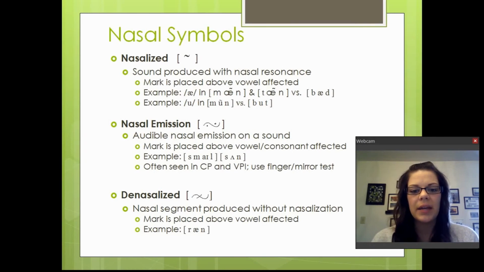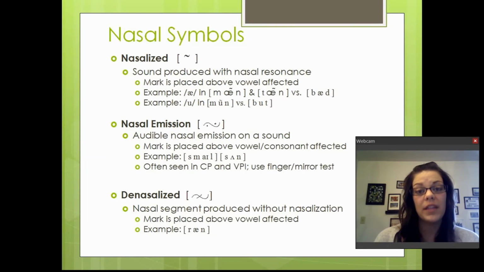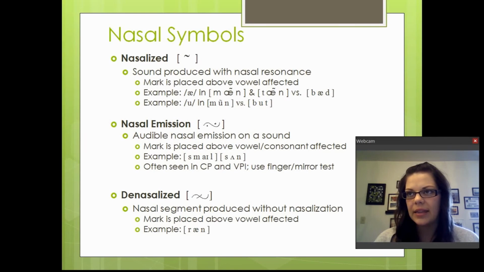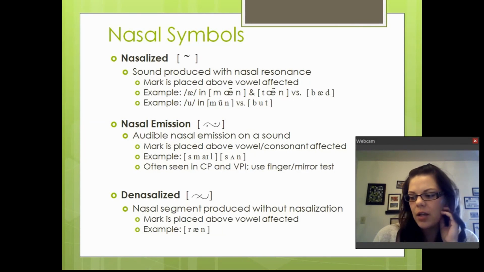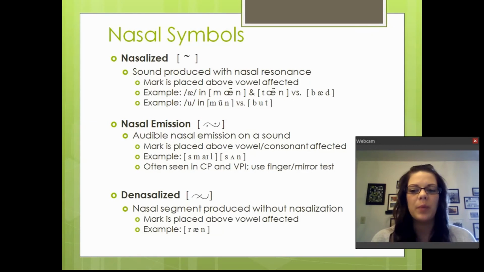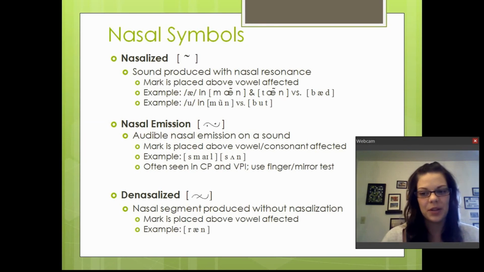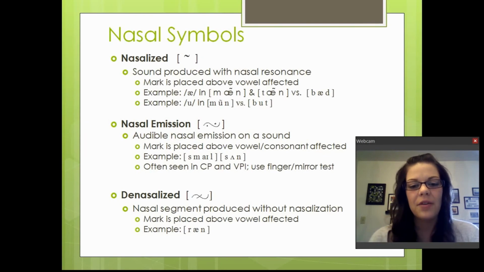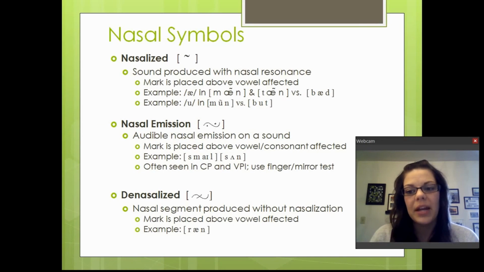We also have denasalized. That's when the nasal segment is going to be produced without nasalization when it should be. So again, the mark is placed above the vowel that's affected. So for instance, in the word rain, it sounds like almost nasal congestion. So some people will say, I have such nasal speech, I have a cold. That's actually the opposite. You have denasalized speech, or hyponasal speech, rather than actual nasalized or hypernasal.